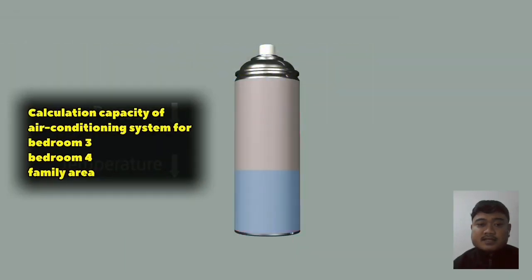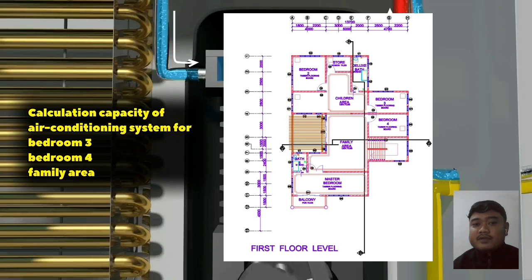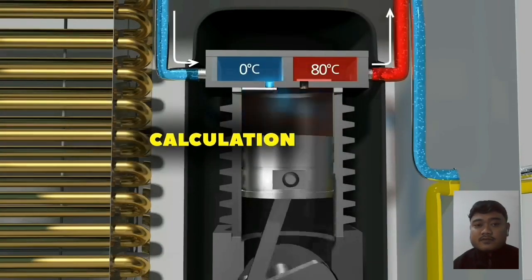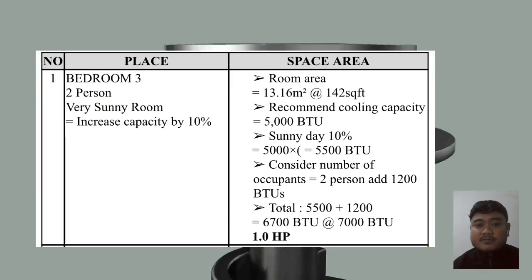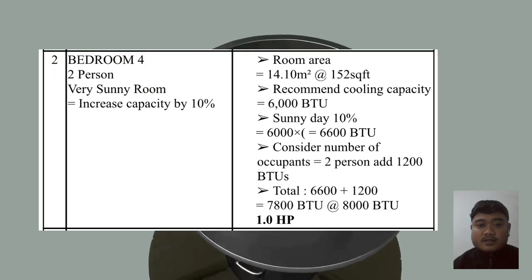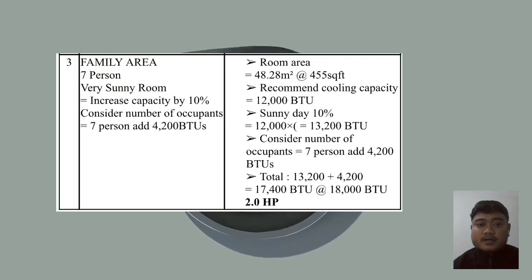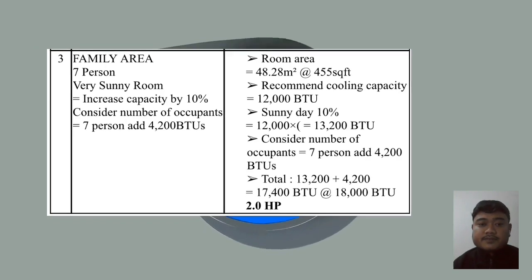For this case study, I calculated the capacity of the air conditioning system for bedroom 3, bedroom 4, and the family area. This is a plan view. After we calculate, for bedroom 3 we get a total of 6,700 BTU, which is 1 horsepower. For bedroom 4, we get 7,800 BTU, which is 1 horsepower. And for the family area, we get a total of 17,400 BTU, 2 horsepower.